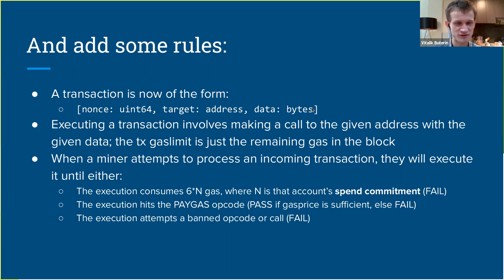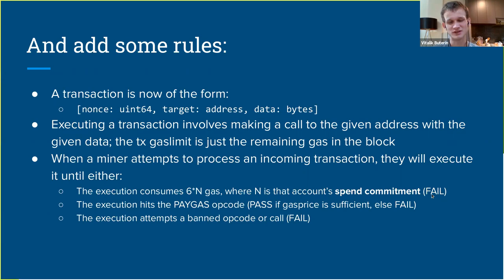When a miner attempts to process an incoming transaction, they start executing the call until they hit one of three conditions. First of all, if the execution consumes 6 times n gas, where n is the account spend commitment, and I'll talk about spend commitments a bit later.